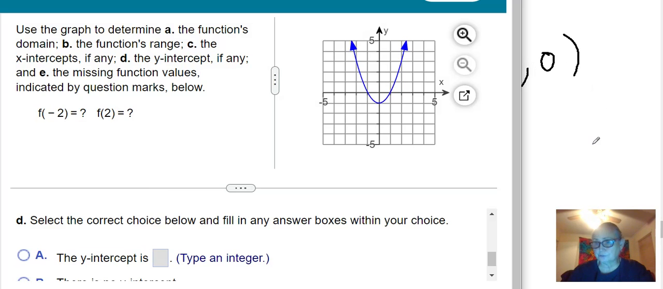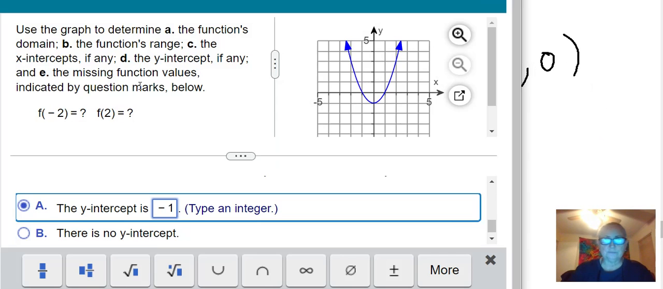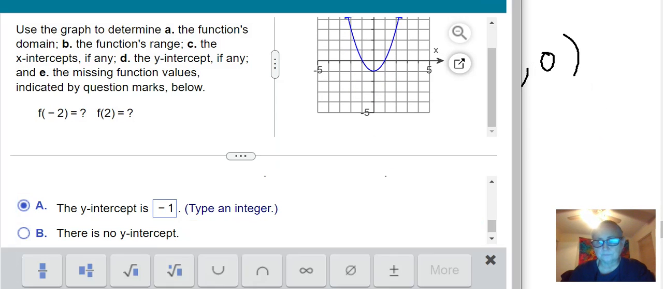The y-intercept. A function can only have one y-intercept, because if it has more than one point on the y-axis, it would violate the vertical line test. It wouldn't be a function. But here we see it's at -1. So our y-intercept is -1. And this is a function because it passes the vertical line test.